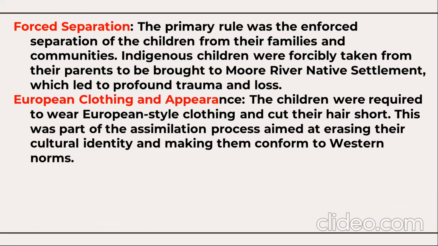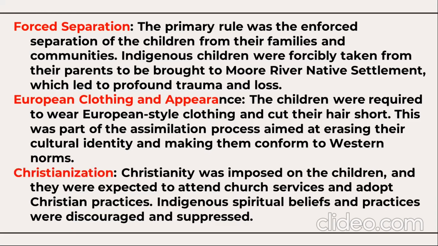Second, European clothing and appearance. The children were required to wear European style clothing and cut their hair short. This was part of the assimilation process aimed at erasing their cultural identity and making them conform to Western norms. Conform, not confirm. Conform means to adjust, to accept. Third, Christianization. Christianity was imposed on the children and they were expected to attend church services and adopt Christian practices. Indigenous spiritual beliefs and practices were discouraged and suppressed.